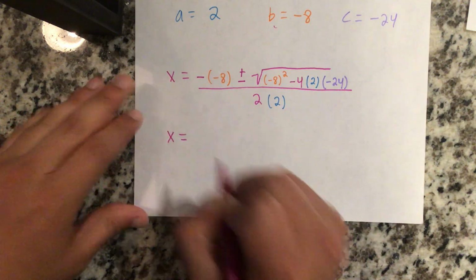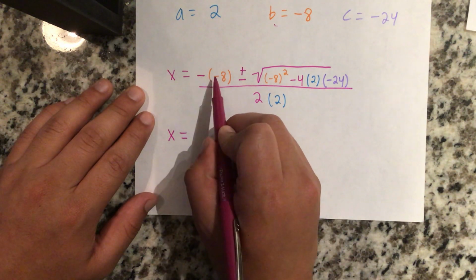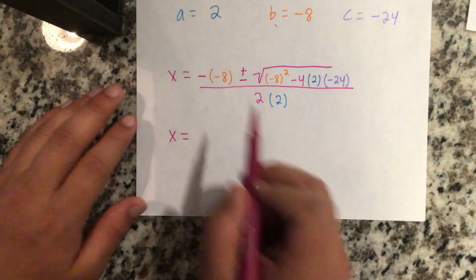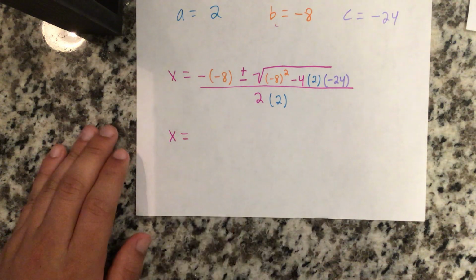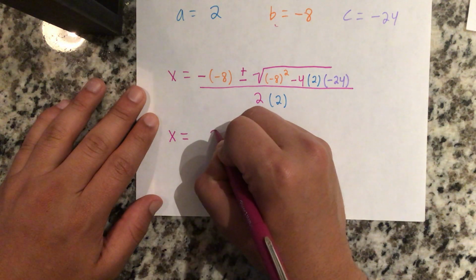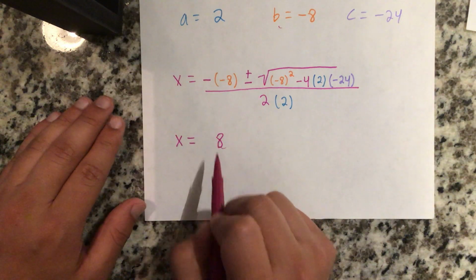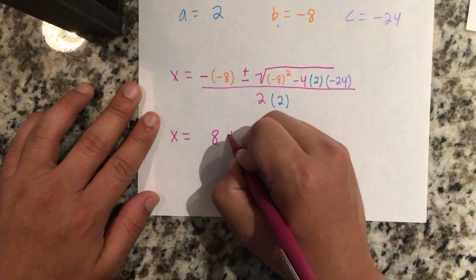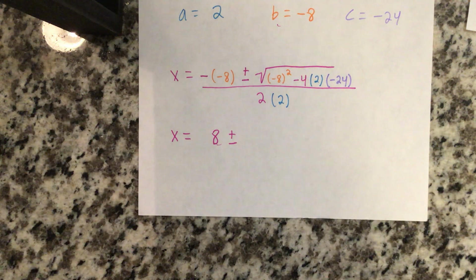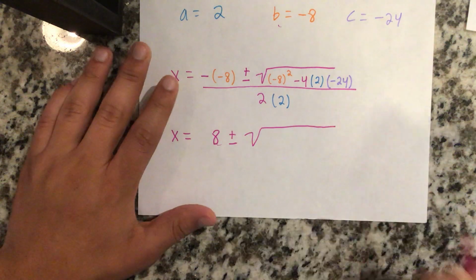X equals, okay? Now, what is negative or minus negative 8, right? If I have two negatives, it turns into a positive is what you should say. So minus negative 8 turns into a positive 8, okay? So this is all taken care of. We just rewrite it as 8, okay? Now I have plus or minus. We're going to leave that for now. Plus or minus stays there, okay? So does the square root sign. We're going to leave that for now.